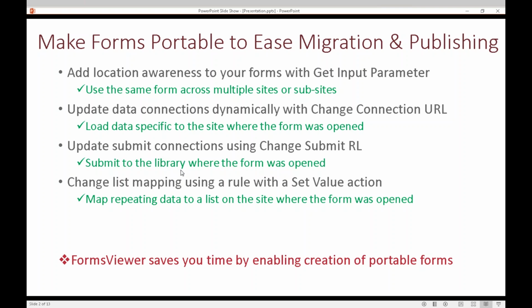The third thing you need to do is the submit URL. So the submit URL, not RL, but URL. The submit URL also needs to be fixed up, changed. And then if you have any list mappings, you'll want to modify those as well. So those are the four things we're going to show today. Any questions?